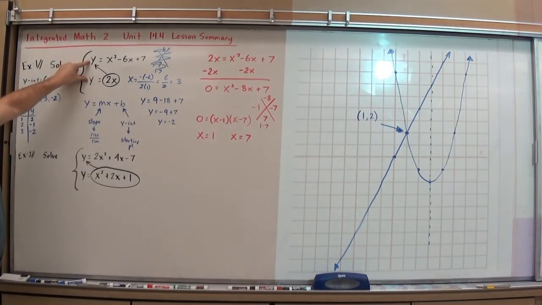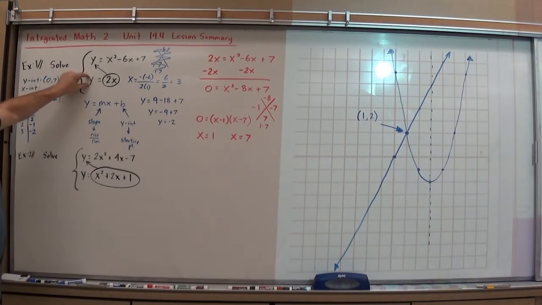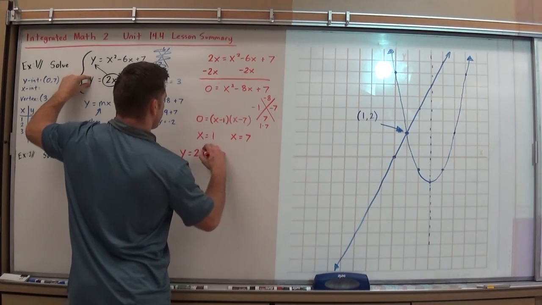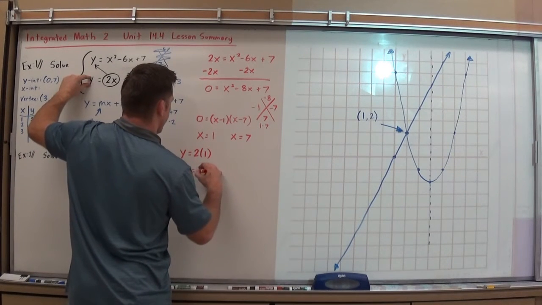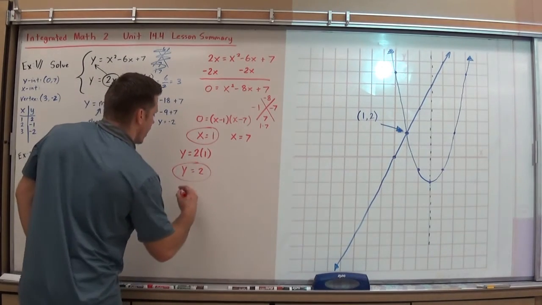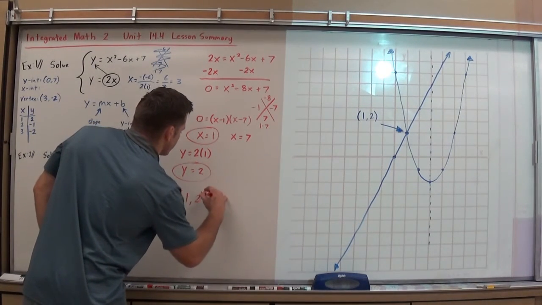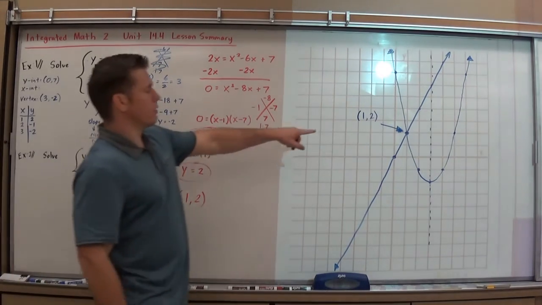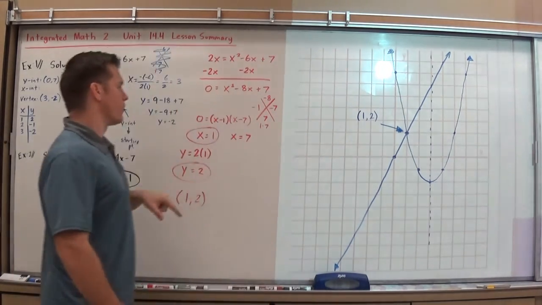Which one do you plug it into? Well, whichever one you want. I'd suggest this nice easy one, y equals 2x. So since y equals 2x, I'm going to plug 1 in and see what y value that is. That creates 2. So x equals 1, y equals 2, means one coordinate solution is (1, 2). And look, that matched perfectly with where they intercepted on the graph.